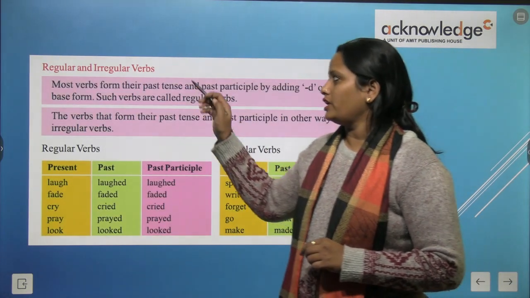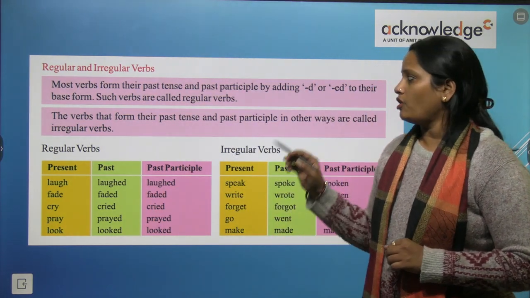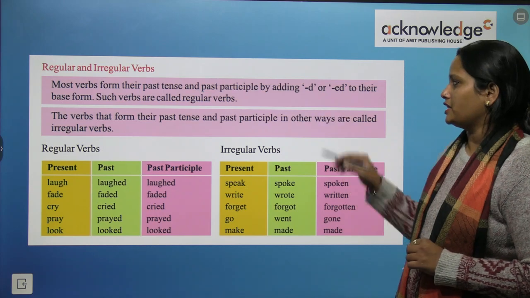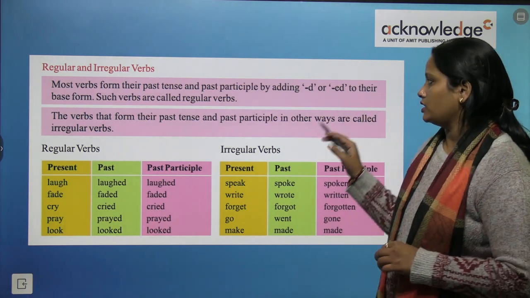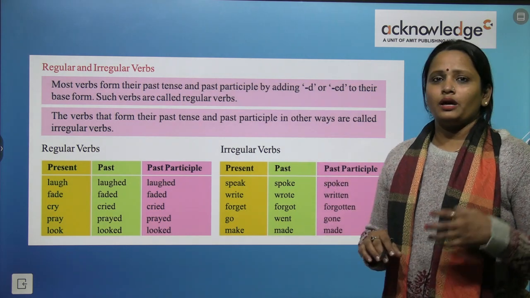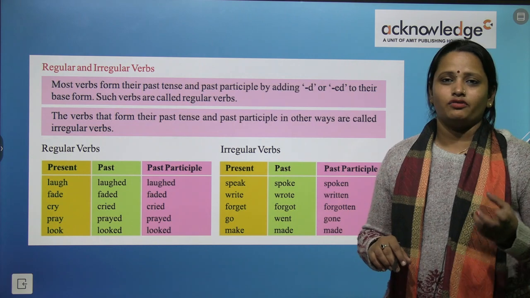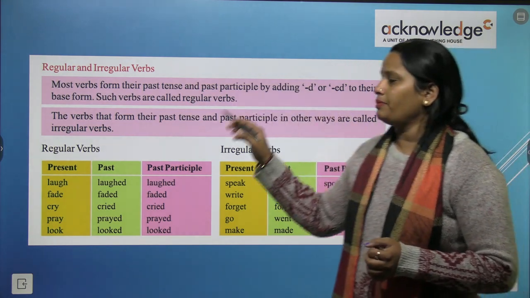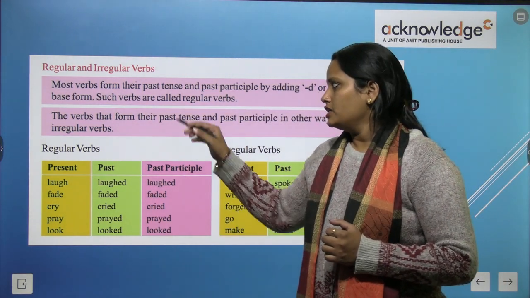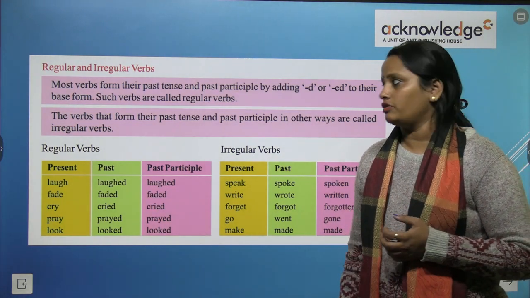Next is regular and irregular verbs. So most verbs form their past tense and past participle by adding d or ed. So बहुत सारे words हैं जो past form में या past participle form में form हो जाते हैं by adding d या फिर ed लगाना है to their base form में. Such verbs are called regular verbs. ऐसे verbs को हम regular verbs कहते हैं.